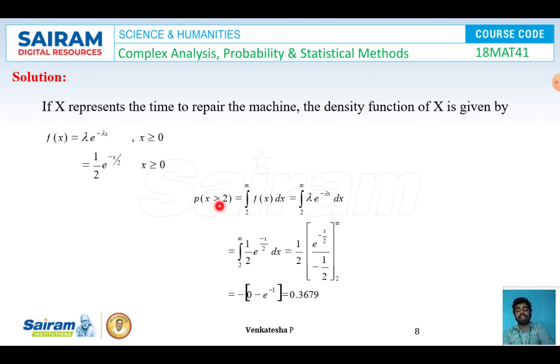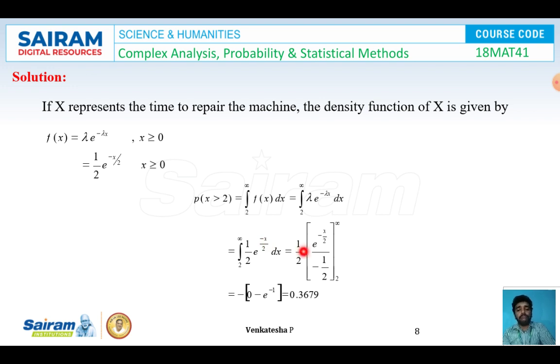So p of x greater than 2, in the sense the integral varies from 2 to infinity with the function f of x dx, and it will become integration 2 to infinity lambda e power minus lambda x dx. So this lambda is nothing but 1 by 2. So I'm taking the lambda value here. So I got integral 2 to infinity 1 by 2 e power minus x by 2 dx.